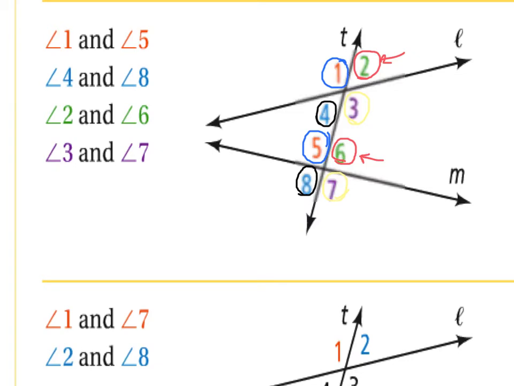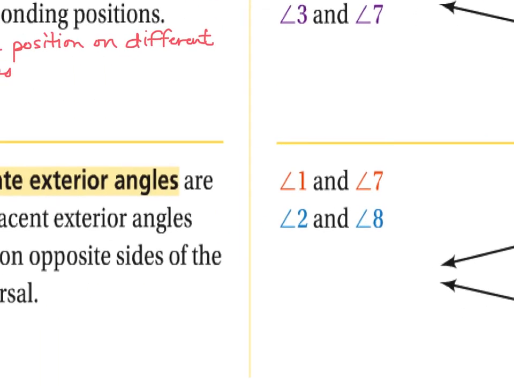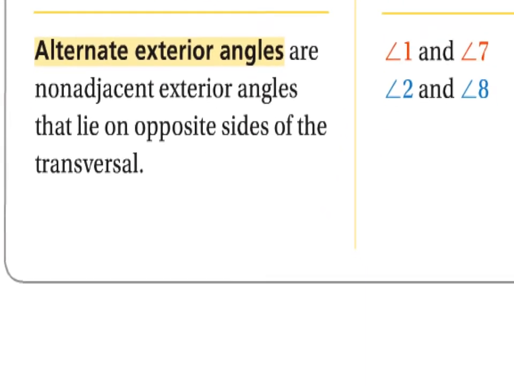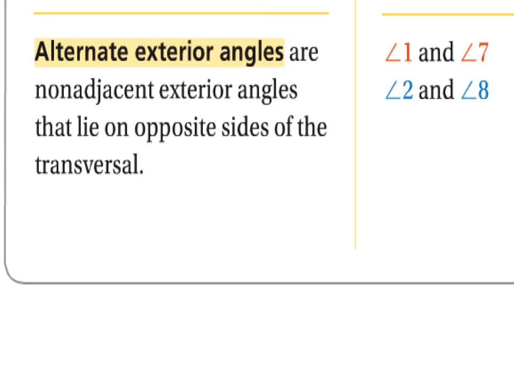Okay? All right. So now the fourth one we're going to look at here is alternate exterior angles. We had alternate interior, which means they were on the inside and they were on different sides of the transversal. This time they're on the outside, exterior angles that lie on opposite sides of the transversal.